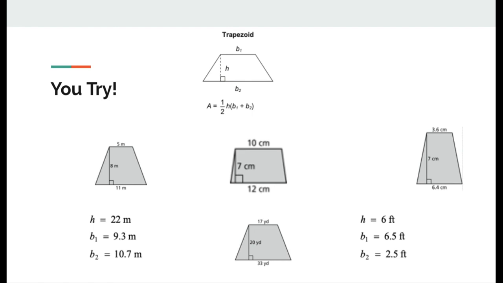Okay, here are 6 for you to try. So what I would like you to do is pause this video, and using your pencil, paper, and calculator and the formula that's written on this slide, go ahead and try these 6. When you've figured them all out, go ahead and press play again so you can check your answers. Pause now.